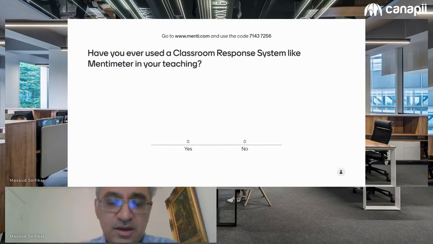So before I start, I'm going to ask you, especially people who probably haven't used Mentimeter before, have you ever used a classroom response system? You can vote by entering this code at menti.com. I will try to add the link to the chat as well, so whatever is easier for you. If you click on the link, you can answer the question. Even if you are watching this after, when it's not live, I guess that you can still vote and see the results.